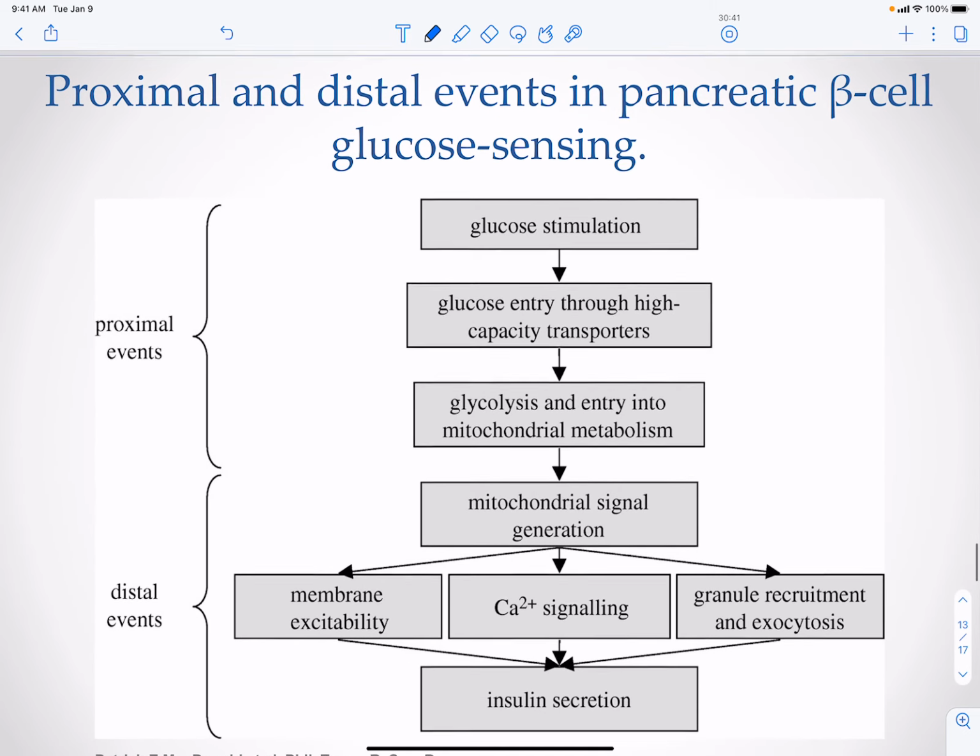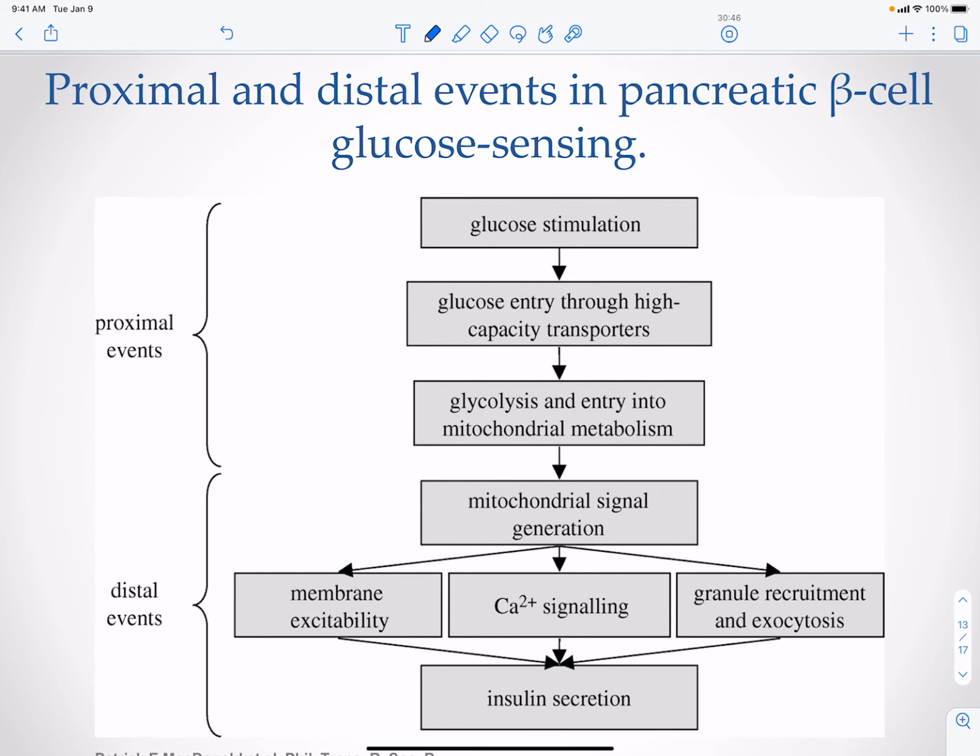All right, so we know a lot about the release of insulin because of diabetics. So let's talk about how insulin is released. There are what are called proximal events and distal events in glucose sensing in your pancreatic beta cells. Now keep in mind that the beta cell is sensitive to what's occurring in the actual pancreas, not what's occurring in the body as a total. And so that's important to note. It's actually what we call bathing the pancreas.